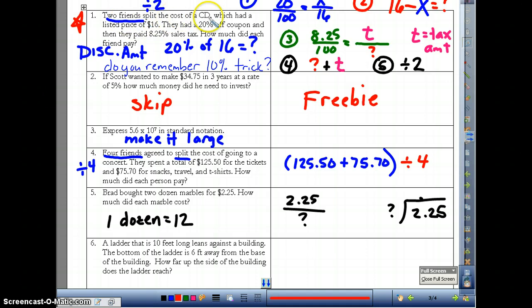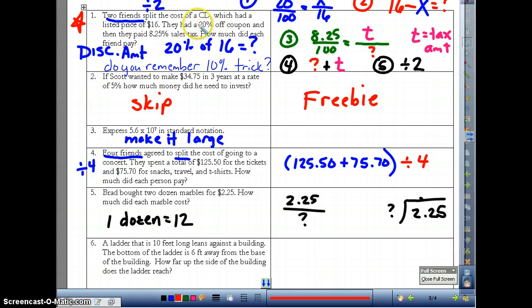They're going to split the cost of the CD. Don't forget the last steps to divide by 2, which has a list price of $16. They have a 20% off coupon, and they paid 8.25% sales tax. How much did each friend pay? Well, the first thing you need to do is figure out what your discounted price is.